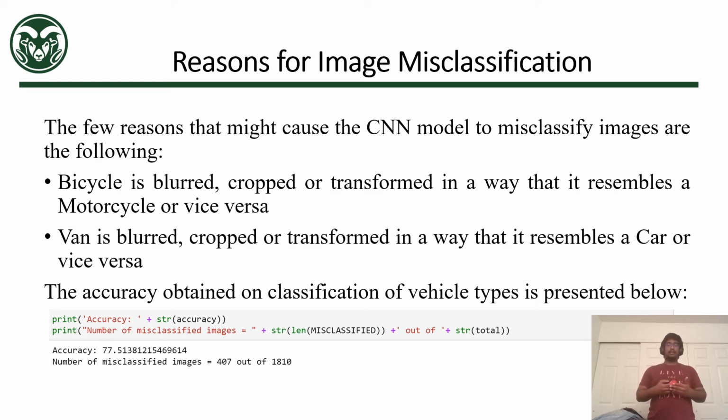And finally, the accuracy obtained on classification of vehicle types is 77.5%, and one of my aims was to achieve 75% accuracy, and this has been achieved on classification. The total number of misclassified images is also presented here for your reference: 407 out of 1810 images.